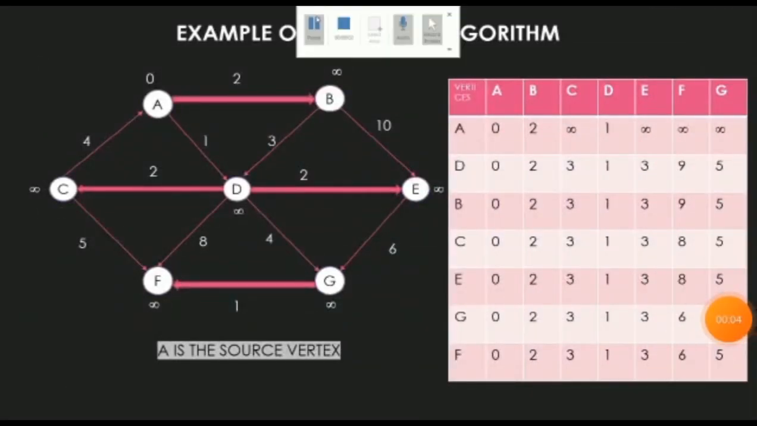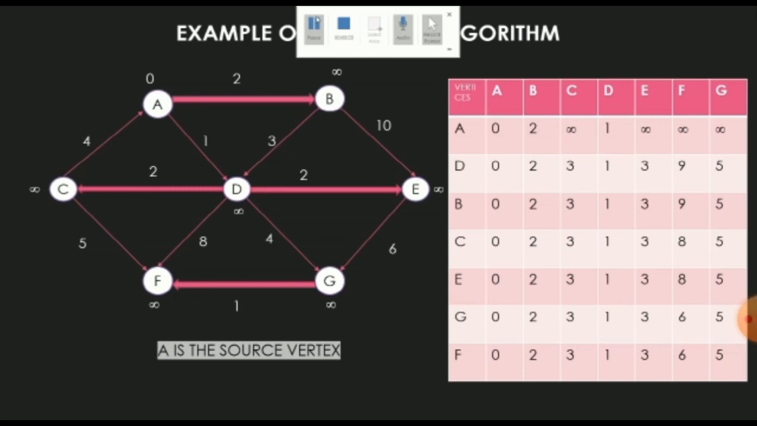Now let's see an example for Dijkstra's algorithm. In this graph, A is the source node, so the weight of A is 0 and it remains unchanged. With A as the source node, we are going to find the shortest path by adding the weights of the edges. The other vertices have weight infinity in the beginning and will be changed when they are visited.